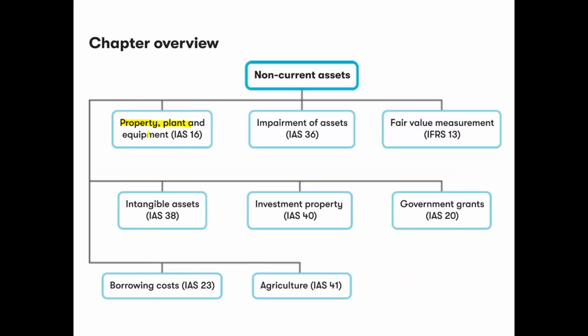And for property, plant, and equipment, linked to that is impairments of assets and fair value measurements, which relates to revaluation. And then we have our different other asset types that we're going to consider. So we're going to look at intangible assets. We're going to look at investment property. We're going to look at government grants. And for these items, any one of these items can link to borrowing cost.